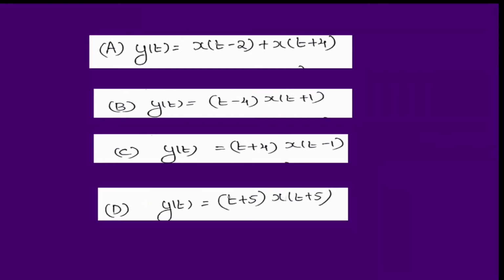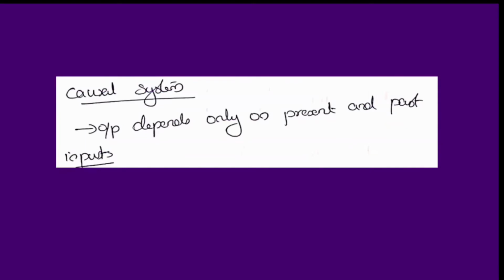Do you know what is a causal system? Okay, let me explain. A causal system is one for which the output at any time instant t depends on the present and past inputs, but not on future inputs. I repeat, in a causal system, the output depends only on present and past inputs, not on future inputs. These systems are also known as non-anticipative systems. Got it? Now we are going to look at each option and check whether it is a causal system or not.